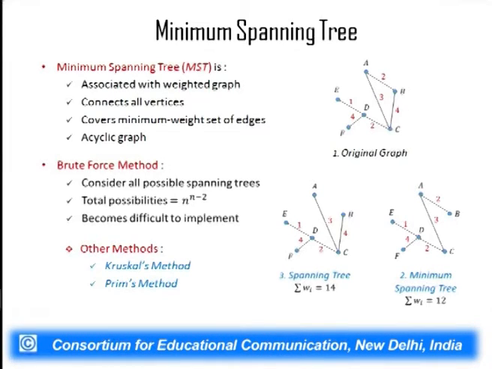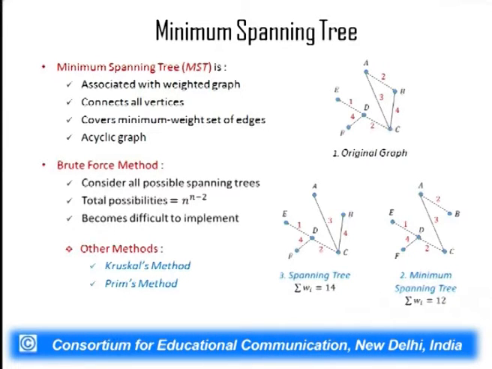So, this is practically not feasible to calculate, just go on calculating the weights and constructing the spanning trees, minimum spanning trees. This is a very tedious task, and it is not practical when we are trying to compute it on a computer itself. So, what we do, we take up some greedy techniques. Two very important ones are Kruskal's method and Prim's method.